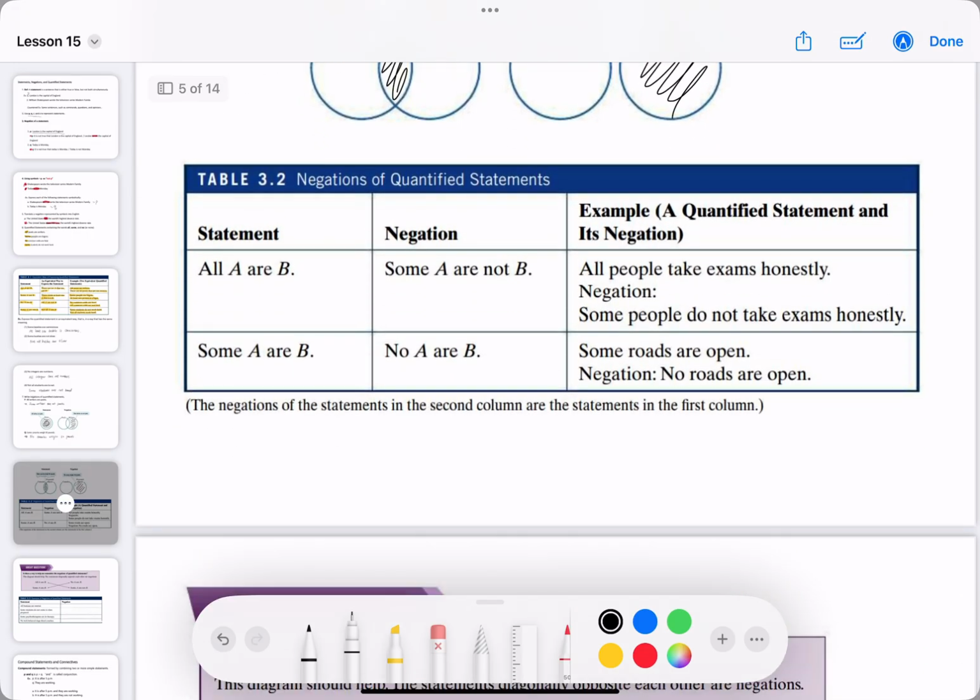Let's do the conclusion. If I have the statement all A are B, then the negation is some A are not B. For example, all people take the exam honestly. The negation is some people do not take the exam honestly. The next statement is some A are B. The negation is no A are B. Example, some roads are open. The negation is no roads are open.